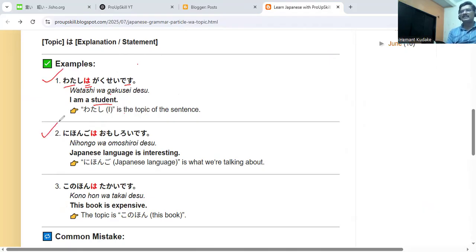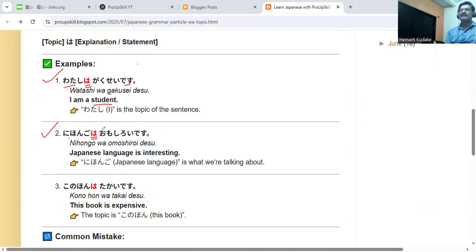If you go to the second example, here I updated wa. Of course the topic will be the word before wa. In this sentence, our topic is Nihongo. Nihongo wa omoshiroi desu. It's saying that the Japanese language is interesting. So Nihongo is the topic of the sentence.